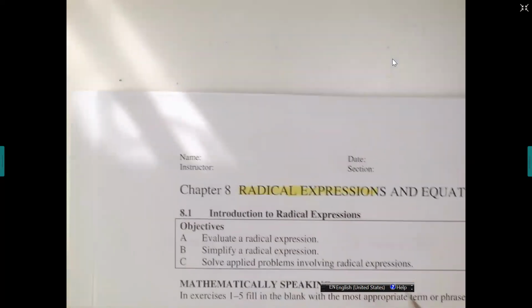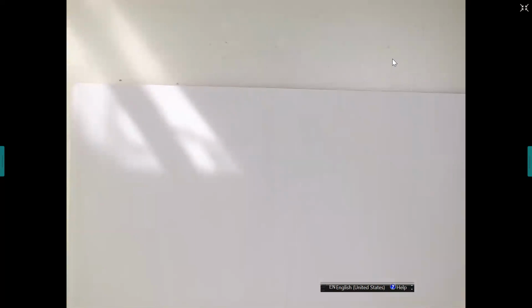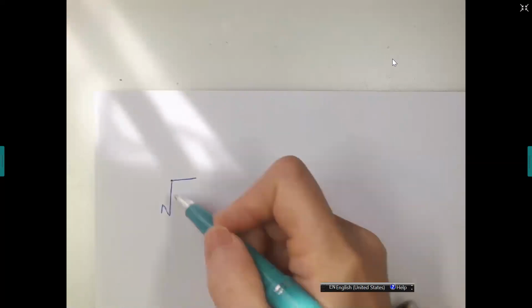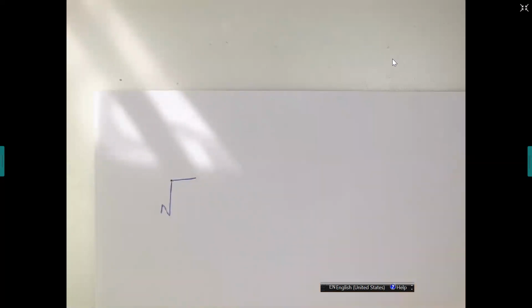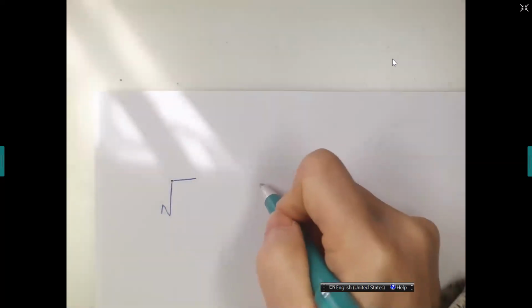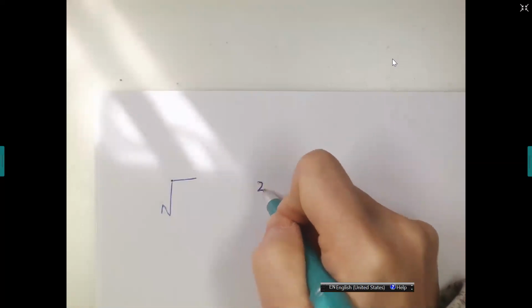When we're looking at the radical expression here, we have to know that special symbol. It is called a radical symbol or radical sign or square root symbol or square root. So what does that symbol represent? It represents the opposite operation of raising a perfect square.